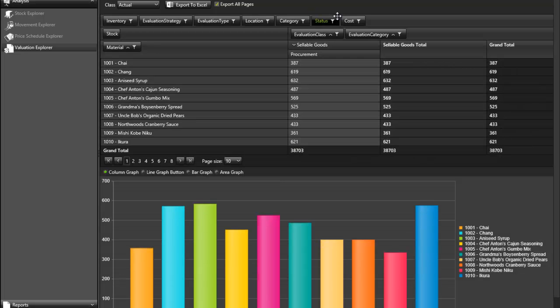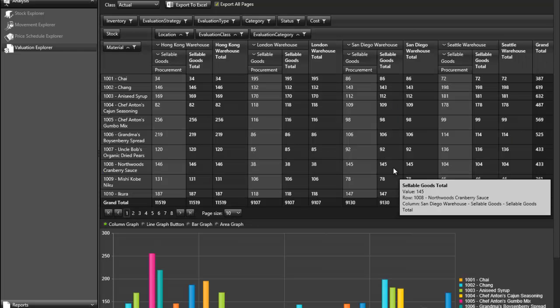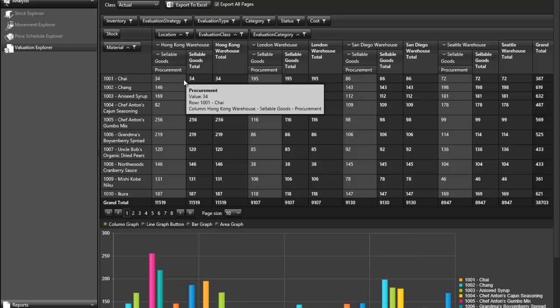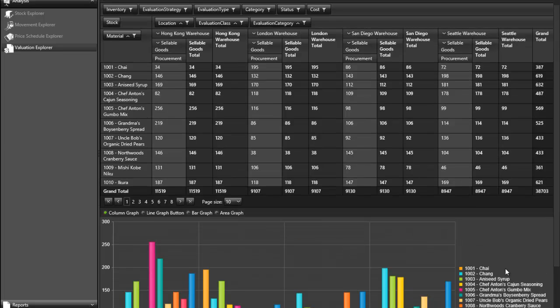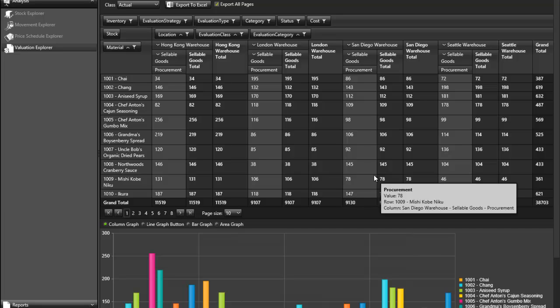I can also look at that by location. So if I want to drag a location into that equation, I can now see that for this location, here is the breakdown. In Hong Kong, we've got these numbers, and in London, we've got these numbers. Again, how they're valued on the balance sheet. So I won't go through all of the things that you can do, but I think you get the sense. The goal of the Valuation Explorer is to allow you to mine the information about the valuable asset that you have, that is inventory.